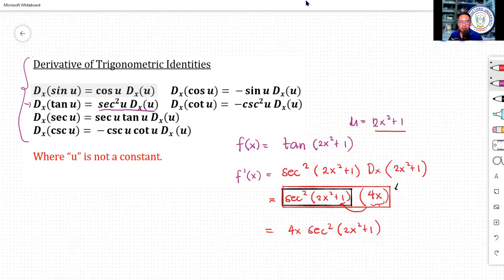Pero either nga arrangement, sir, sakto ra. Yep, okay. Either arrangement kay wala dyan problema, guys.